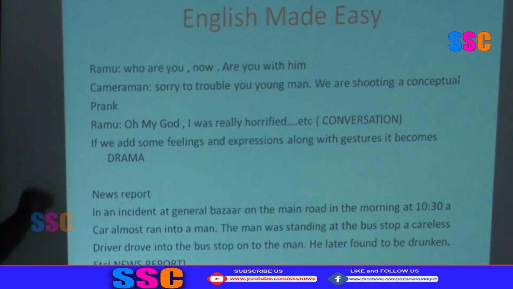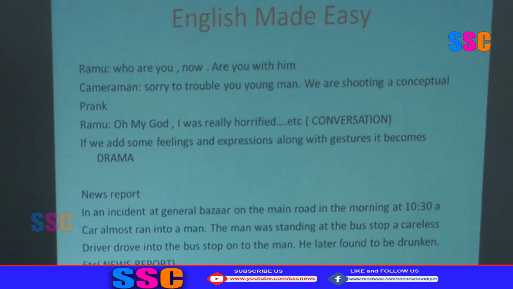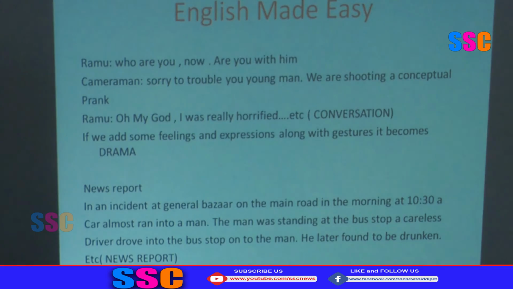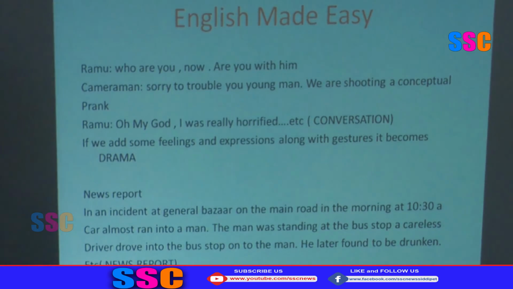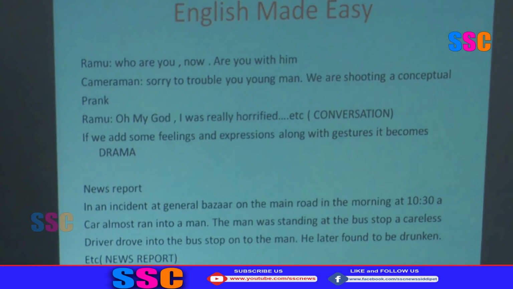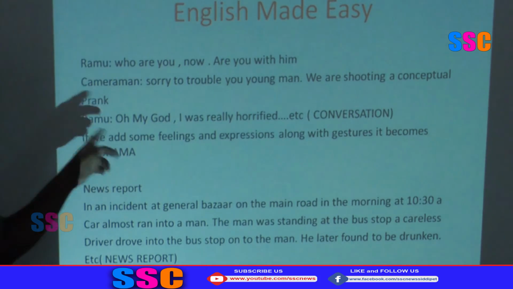Now that cameraman, that person who is holding the camera, is saying that, sorry to trouble you, young man, we are shooting a conceptual prank. Okay. Ramu said, oh my God, I was really horrified. So this is how, based on the situation, I have developed a conversation. So if we add some feelings and expressions along with gestures, it becomes the drama.